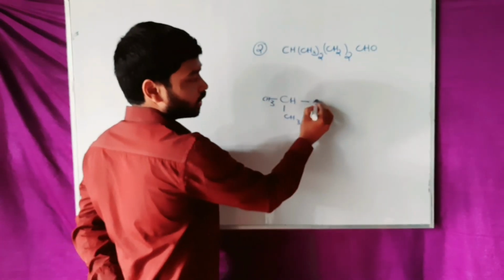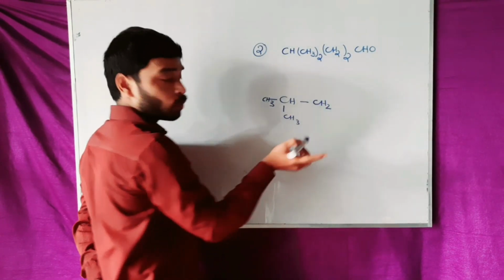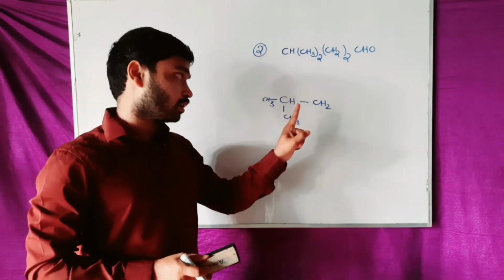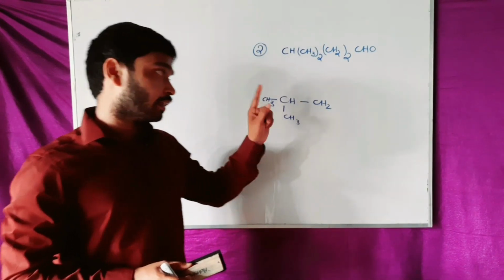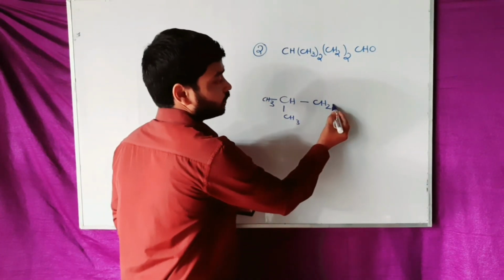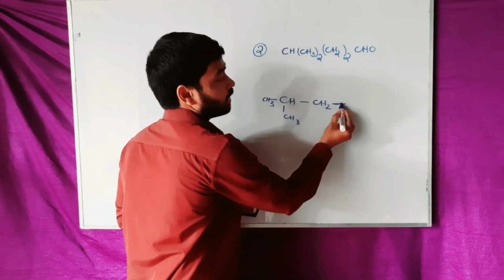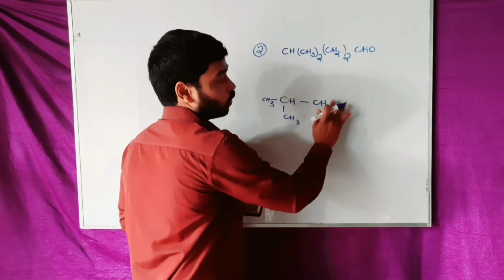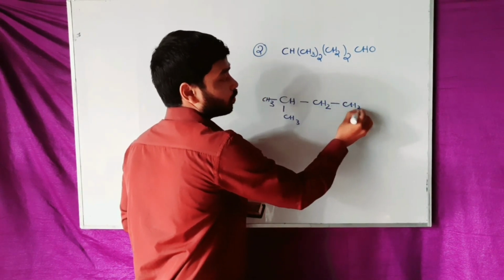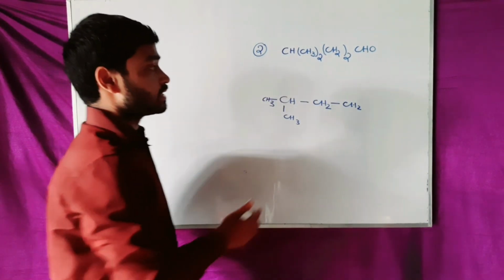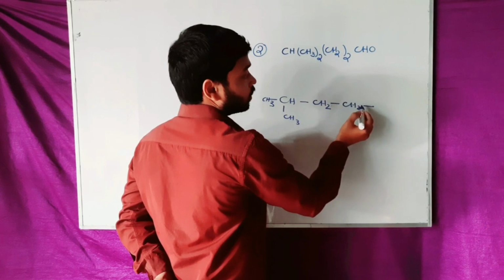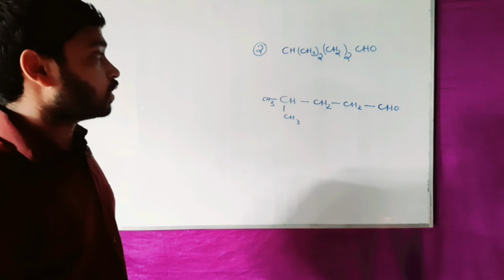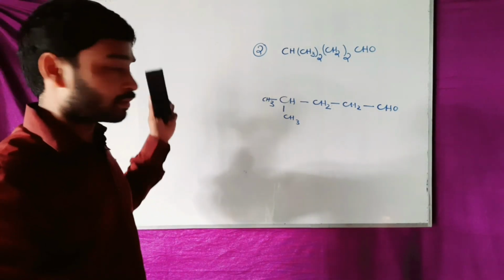And CH2 holds 2. You know that when a carbon is present without any substituent in an organic compound, in that case, what happens? The methyl groups will be replaced by a methylene group. This is the methylene group, and 2 CH2 molecules are present here, and in this case, the terminal part contains CHO. In this way, the organic compound is drawn as in the first question.